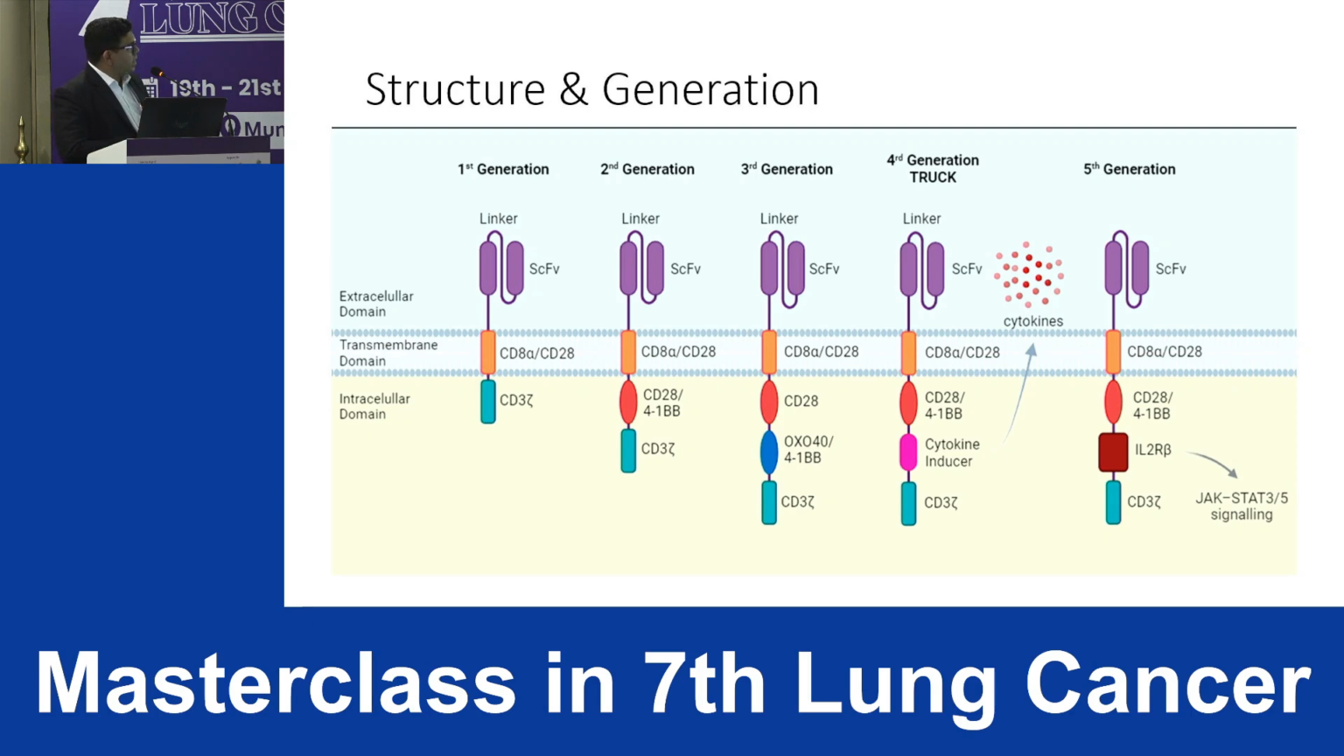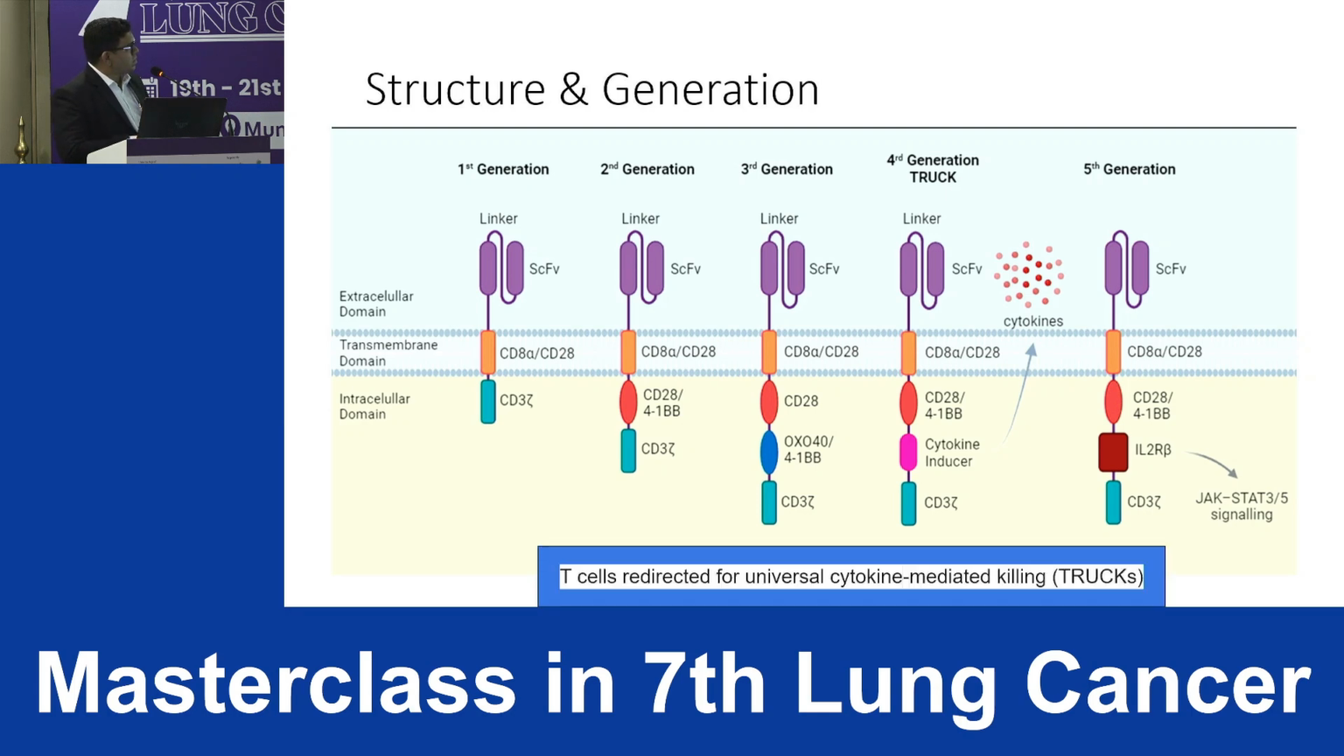For the third generation, an additional co-stimulatory molecule was given. If it was CD28 here, OX40 and 41BB was given. In the fourth generation, which is also known as TRUC, a cytokine inducer was given. This led to T cells redirected for universal cytokine mediated killing, and that's how the TRUC mnemonic comes. In the fifth generation, the second generation was modified to express the interleukin 2R beta chain, which leads to activation of the JAK-STAT pathway and the PI3K pathway. So all three pathways which are involved in T cell mediated killing get activated.